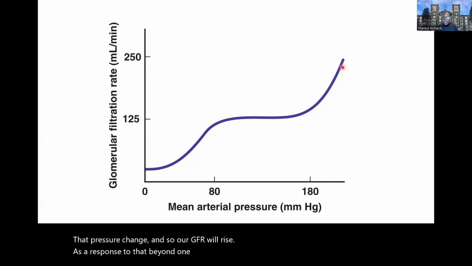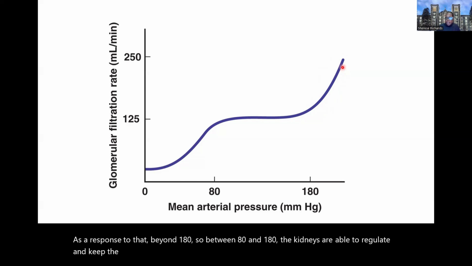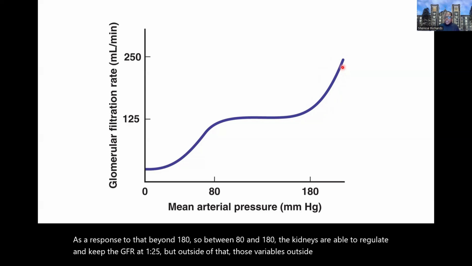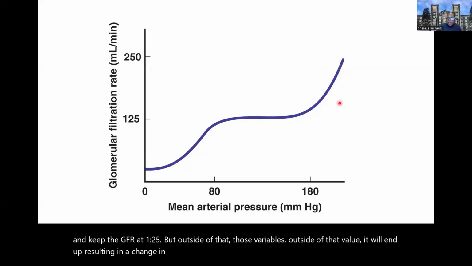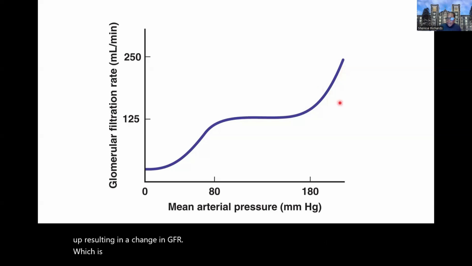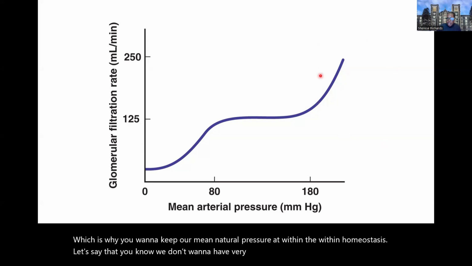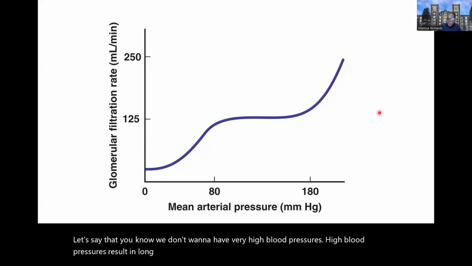So between 80 and 180, the kidneys are able to regulate and keep the GFR at 125, but outside of that range it will result in a change in GFR, which is why we want to keep our mean arterial pressure within homeostasis. We don't want very high blood pressures. High blood pressures result in long-term changes that can eventually begin to damage the kidneys.